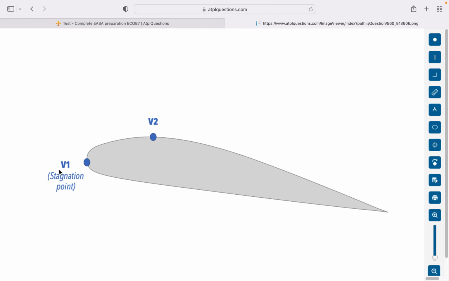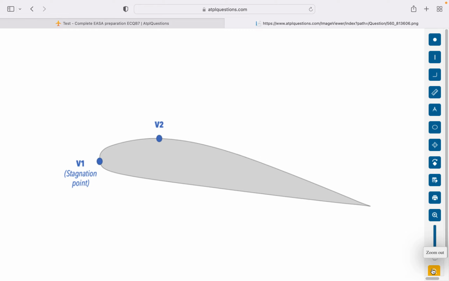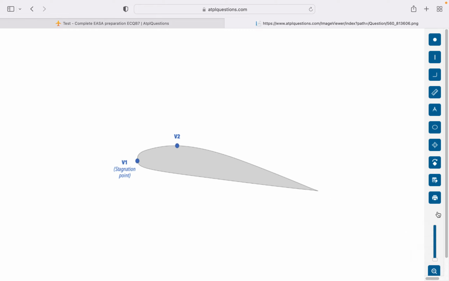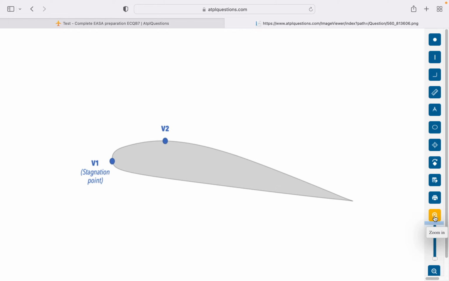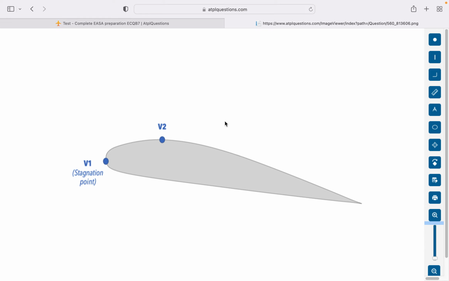Here we can see a positively cambered airfoil. It has some kind of angle of attack. Of course, V2 is higher speed than V1, which is a stagnation point. And I cannot find V. Okay, so where is V?